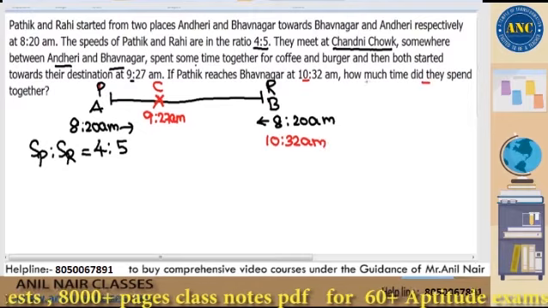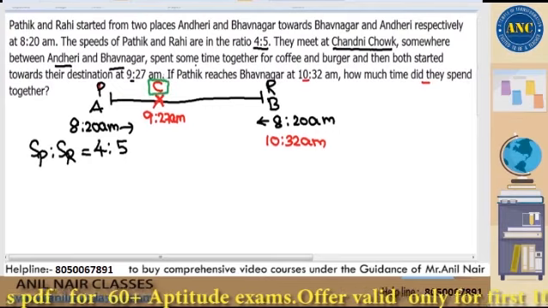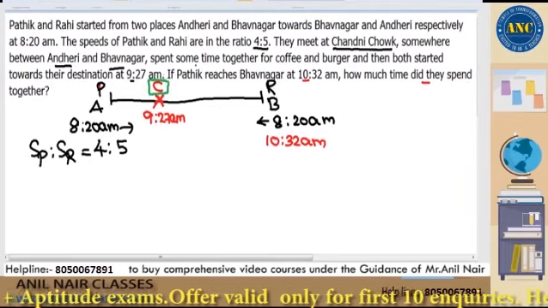Now, the last statement is, Patik reaches Bhavnagar at 10:32 am. How much time did they spend together? That means at point C, how much time they both were there is the question. I hope the question is very, very clear.